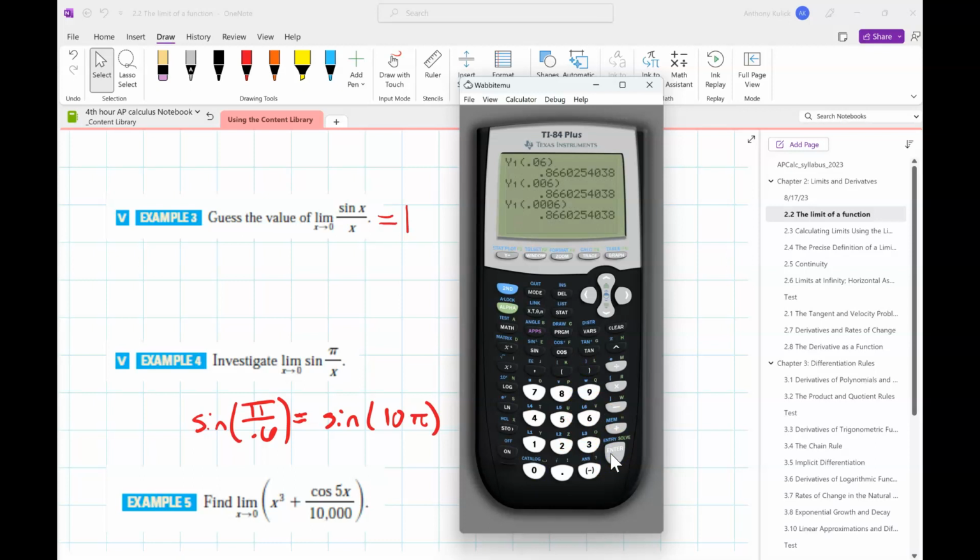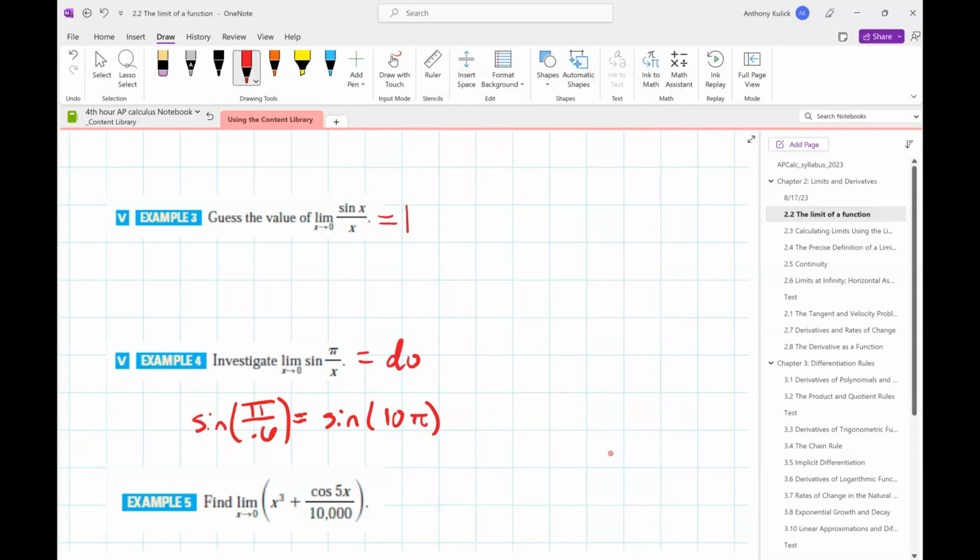So what do we do? Doesn't seem like I can do this with a table, right? I tried to outsmart it, even noticed what was going on, why I kept getting zeros. Nah. Okay. There is no limit. We say does not exist.